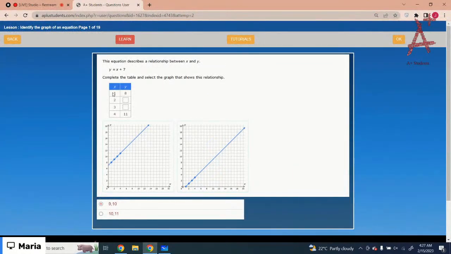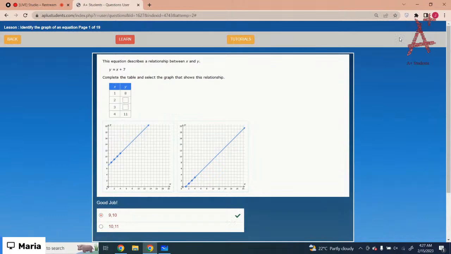You can match the values. When x is 1, y is 8. When x is 2, y is 9. That is the correct option. Graph number 1 is the correct option. Got it? So the missing values are 9 and 10.